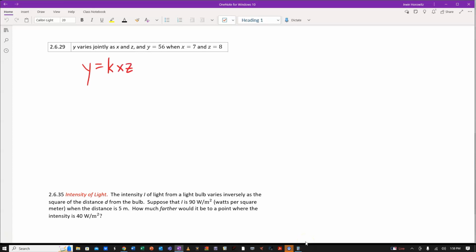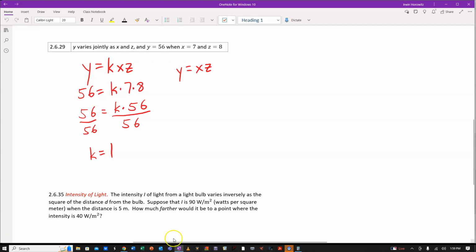We substitute the values that were given. y equals 56 when x is equal to 7 and z is equal to 8. So we get 56 equals k times 56. We divide both sides by 56, and we find in this example the constant k will equal 1, and therefore the equation is y equals xz. And that would be the answer to problem number 29.